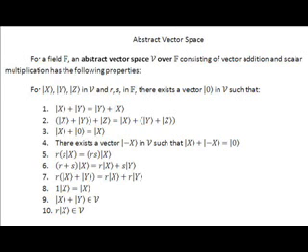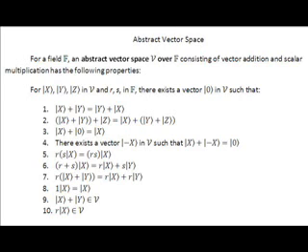And then also the scalar multiplication is associative, and that scalar multiplication is distributive over scalars and over vectors, and that the scalar 1 times a vector x gives you back the same vector. And of course, there's the closure properties of scalar multiplication and vector addition as well.